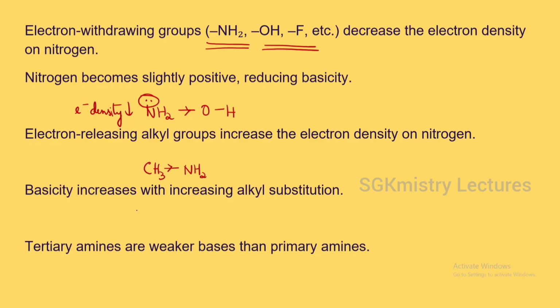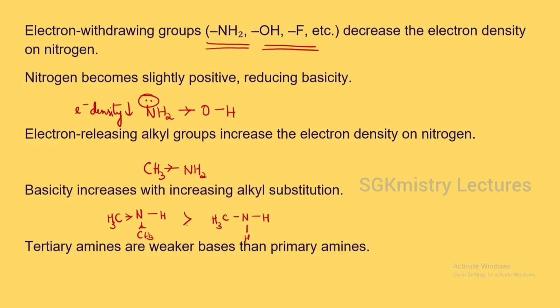So I can write it as, suppose we have nitrogen, here one hydrogen, two methyl groups. Now if I take two hydrogens, but only one methyl group, so here there are two electron releasing groups present in the molecule. Here the basicity obviously increases because of the increase in electron density on the nitrogen atom, because of the electron releasing groups. However, we need to remember one thing: the tertiary amines are weaker bases when compared to the primary amines.